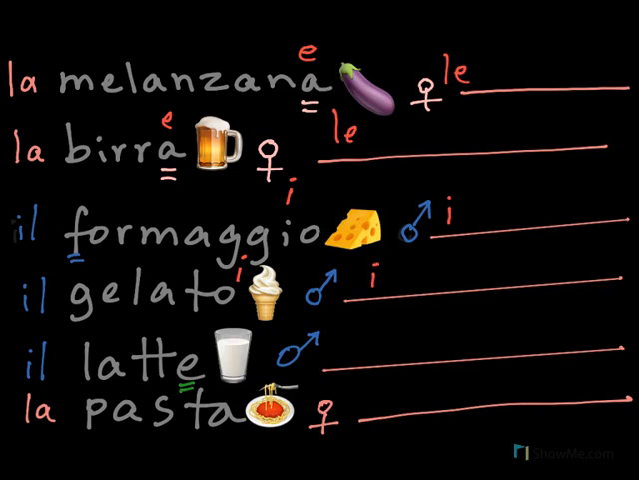Il latte, the milk is really not pluralized, because I can't really pluralize it. But the article il will become i. La pasta, la will become le, and pasta, e. Different kind of pasta, yes.